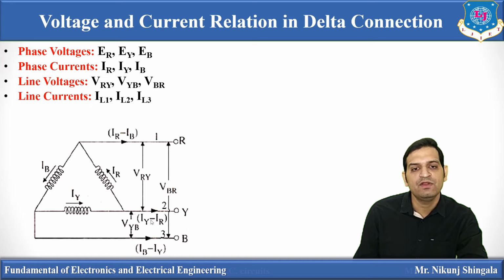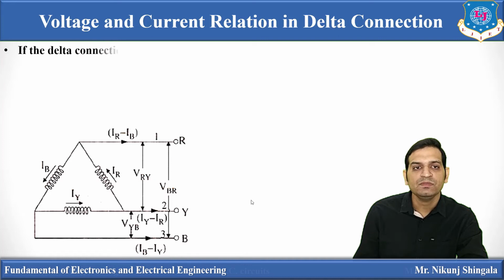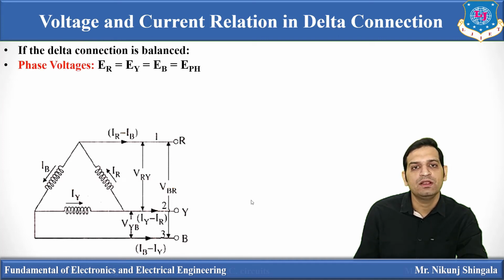Line current for Y line will be IY minus IR. If we apply KCL at this point, the line current for B line is IB minus IY. Now, if the delta connection is balanced, then all the phase voltages will be equal, that is ERY, EYB and EBR will be equal, and it will be equal to E phase.